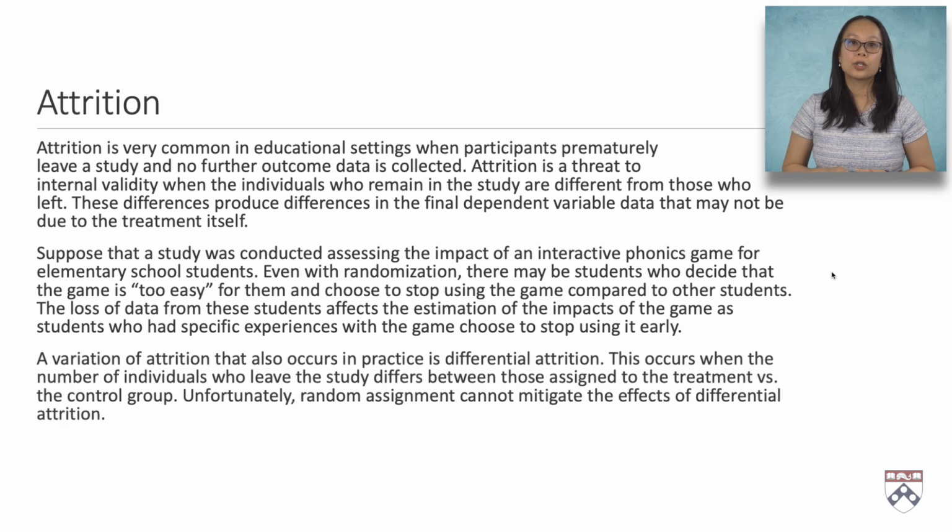A variation of attrition that also occurs in practice is known as differential attrition, which to some researchers is even more of a serious problem. This occurs when the number of individuals who leave the study differs between those assigned to the treatment versus those assigned to the control group. So for example, if the students who are assigned to, let's say, the phonics game compared to those who are not, the number of students that leave the game or stop using the game is different between the treatment and the control group. This is referred to as differential attrition.